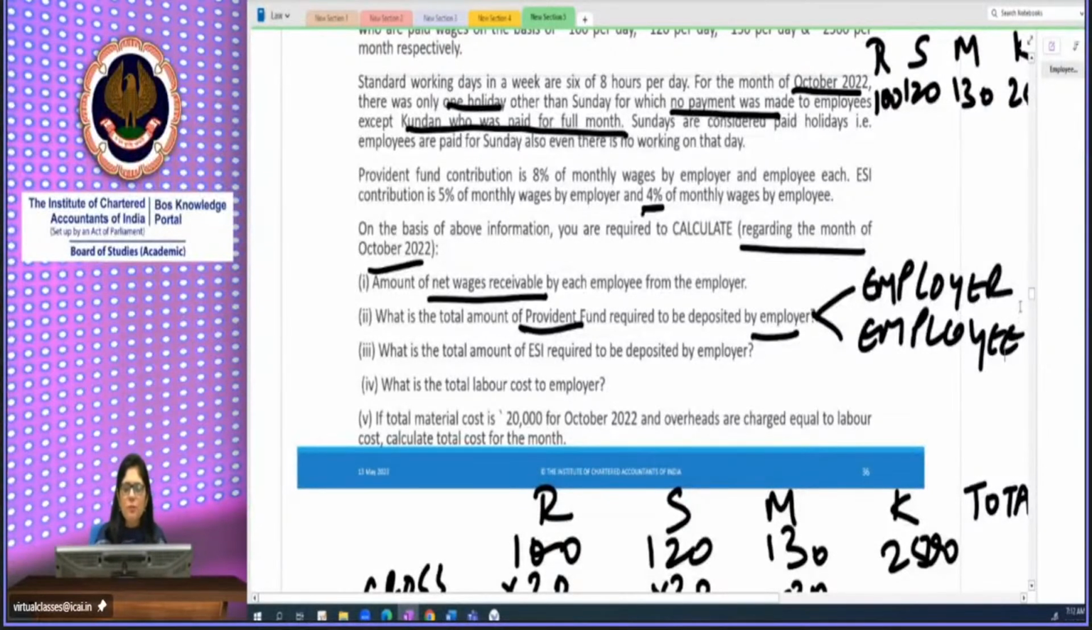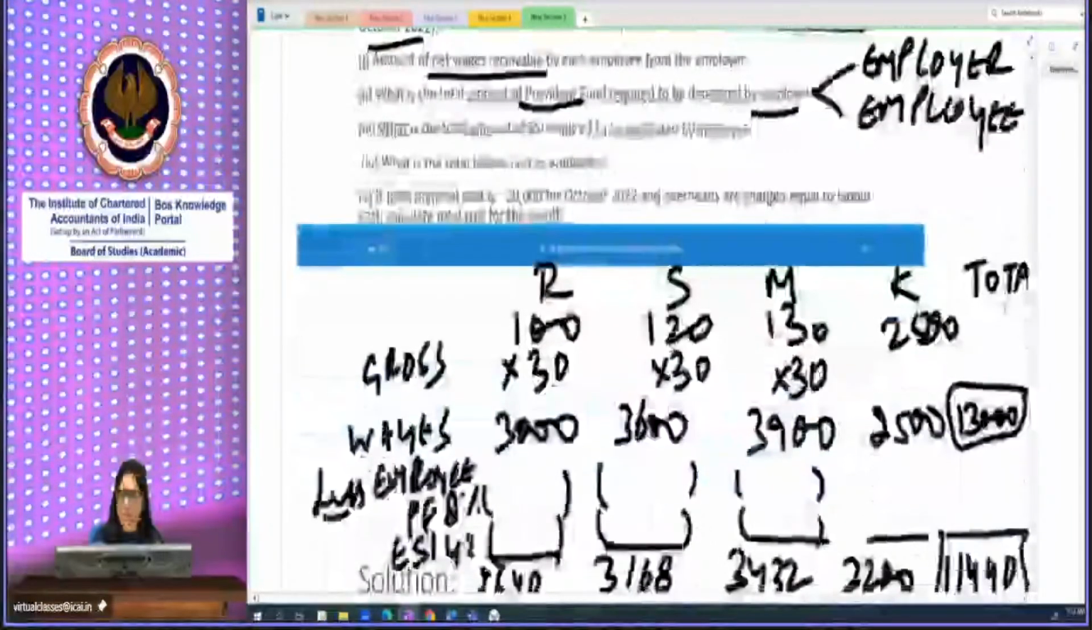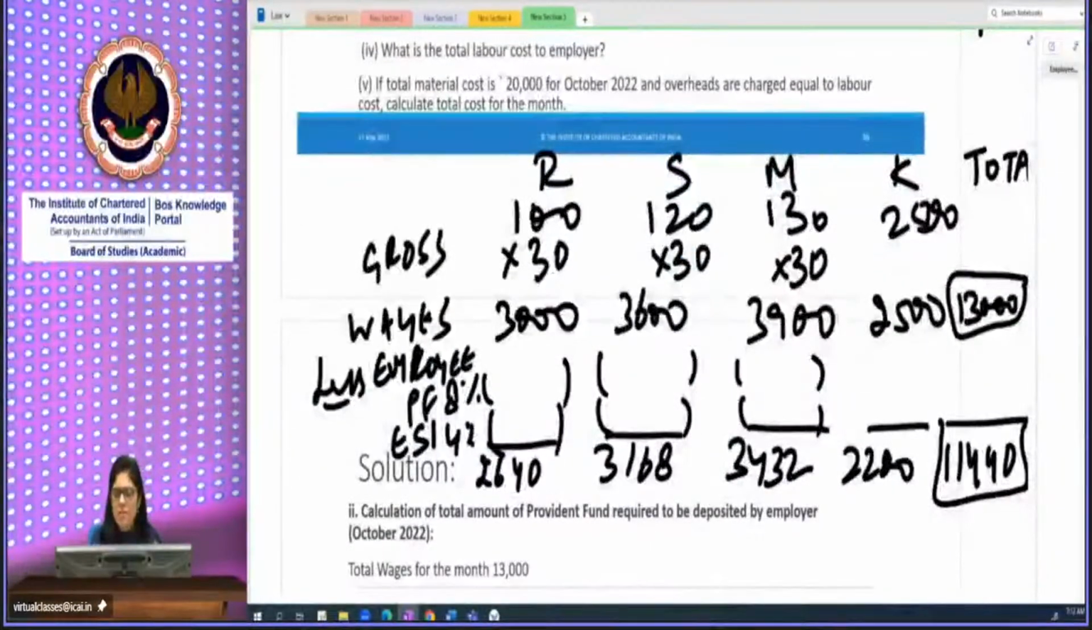So now 8%, that means 8% for employer and 8% for employee. The gross wages are 13,000. So 8% employer and 8% employee. So 16% on 13,000 will be the total provident fund contribution which will be deposited by the employer. All right. 13,000 is the contribution.